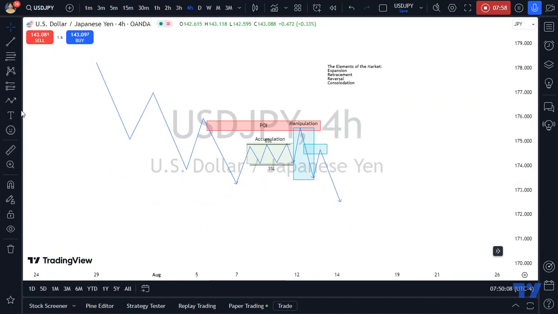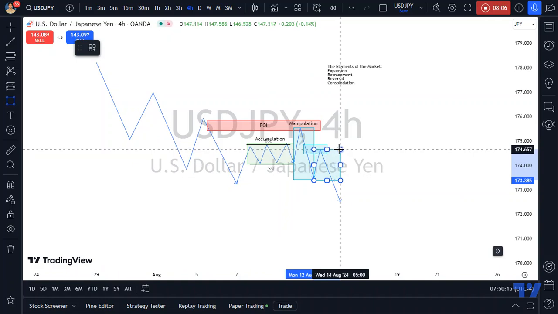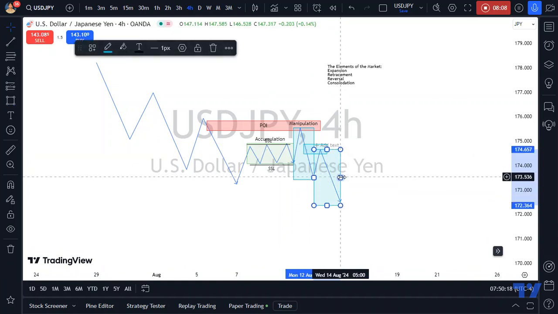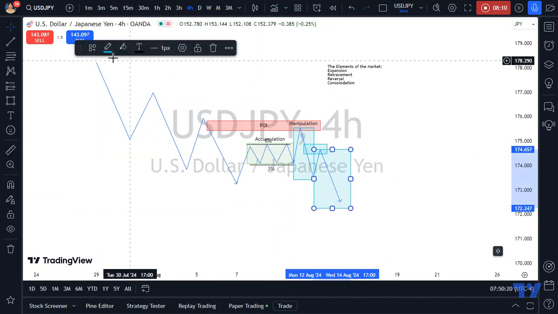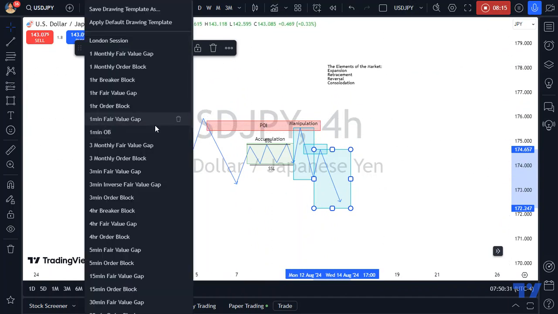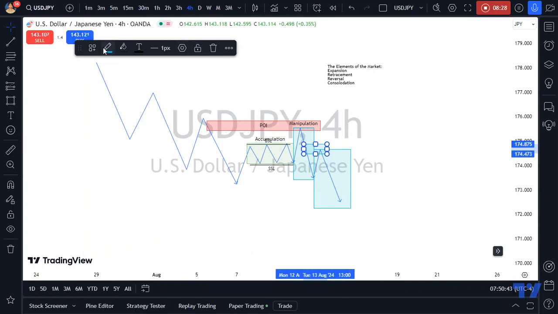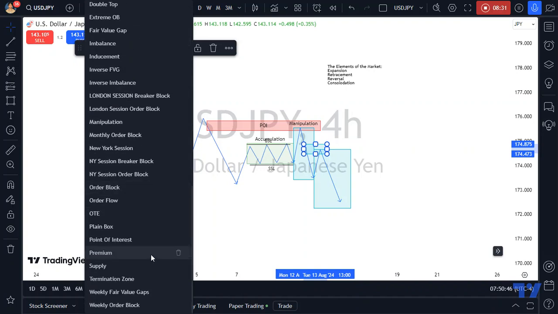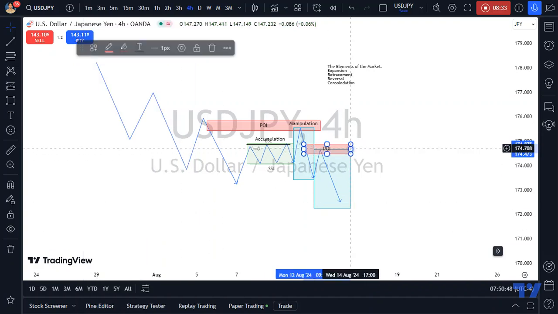So all the distribution does is it retraces into the area that was created. The distribution phase is when price pulls into an area that was created in the manipulation phase. So normally the manipulation phase will be price displacing lower, leaving behind a fair value gap or another point of interest that you can use to target and take price lower.